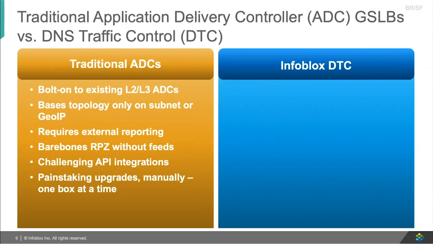Yeah, so traditionally, DNS has been an afterthought to most traditional layer 2, layer 3 load balancers. They were built to do load balancing and added DNS functionality after the fact. They typically don't have insight into a lot of the connections. They also only use basic network info, and they're not using any IPAM data. So they're only using subnet or geolocation. Most of them typically don't have any integrated reporting. So you've got to send data off to a SIEM or some other reporting utility.